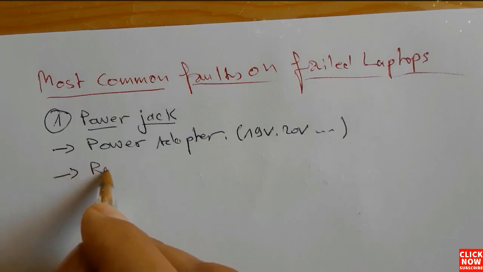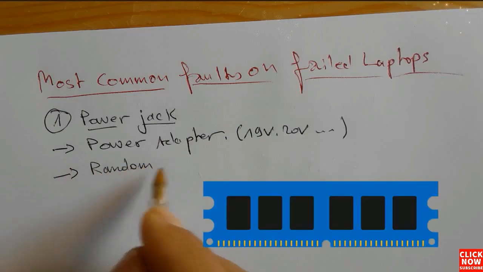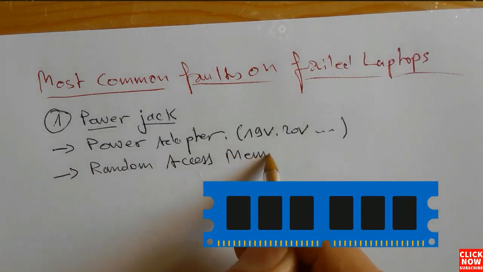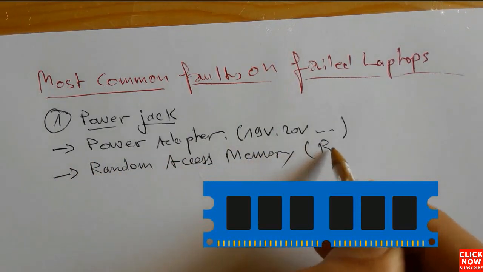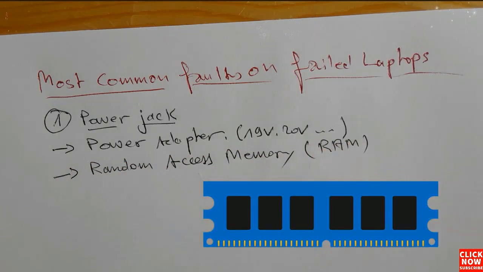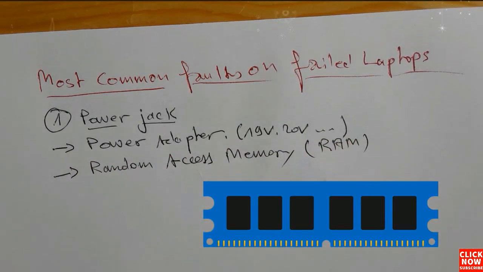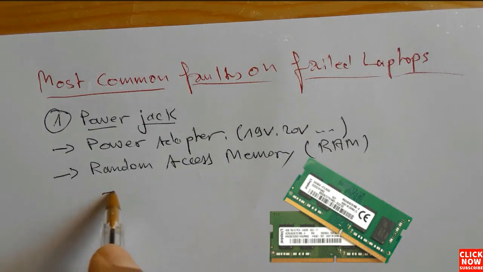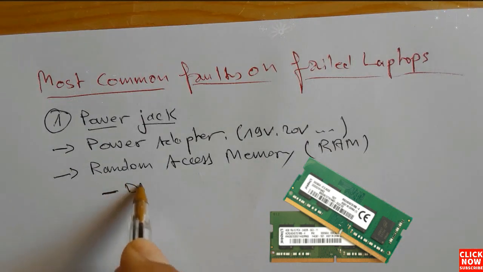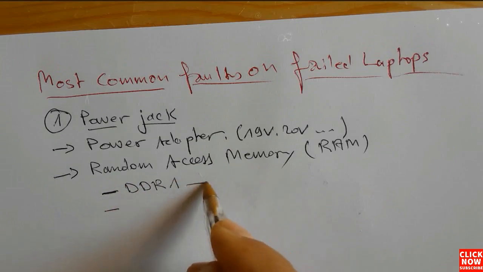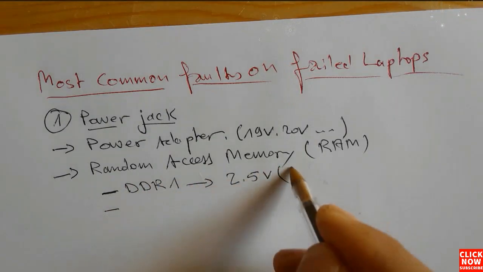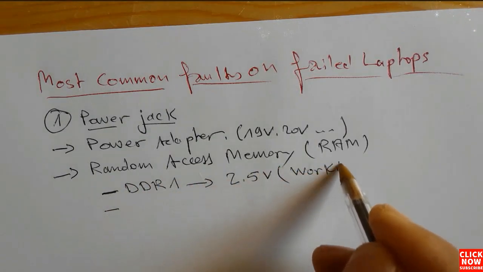So the third failure is the random access memory, or RAM. Basically this is one of the most common faults in any computer. Sometimes you can get nothing on the screen. In this state you should check the RAMs. Maybe the RAMs are not connected correctly to the motherboard. I want to add that there are many types of RAMs, so we're going to cover the types of RAMs and the working voltage for each RAM.